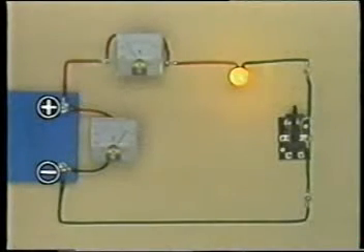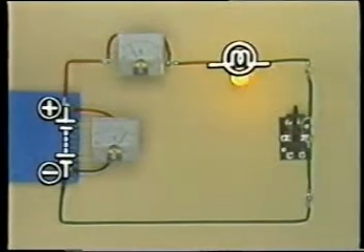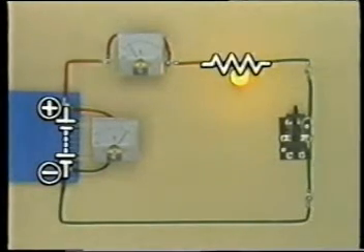We used a number of parts in our experiments, such as those laid on the panel. Now, let's replace them with symbols. This symbol is used to represent a battery. This is a symbol for a lamp. And this symbol indicates a resistor.